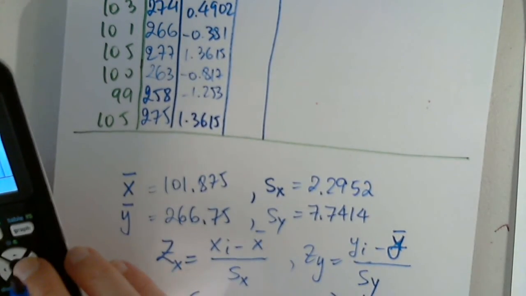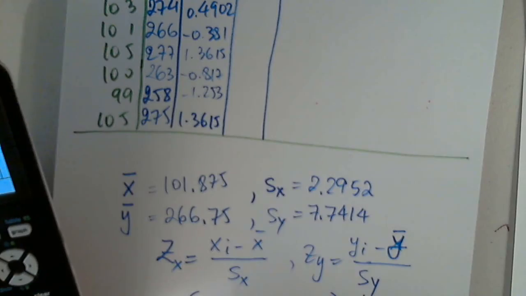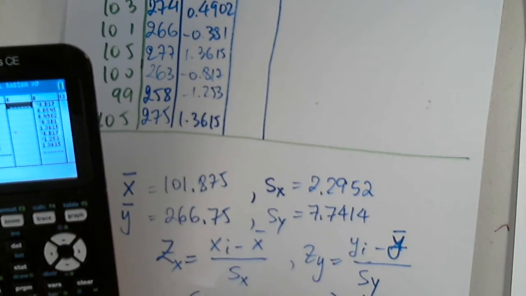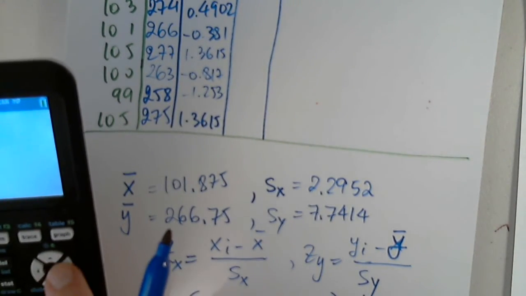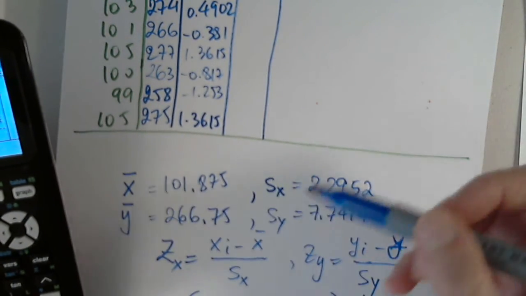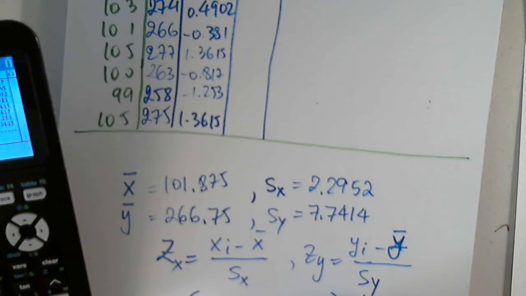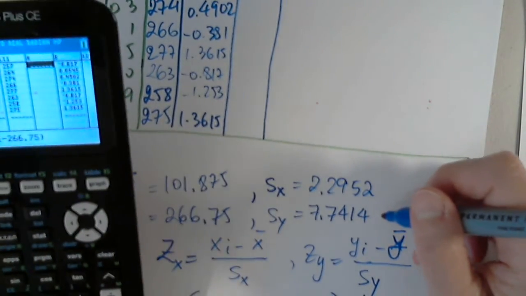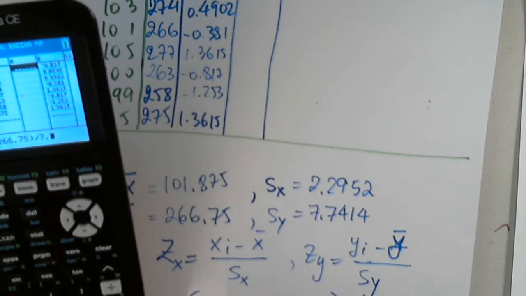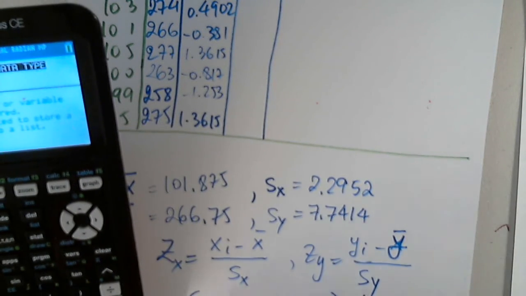I have everything in, so I'm going to delete that list. Okay, so I have everything in L11 for myself. Left parenthesis, call the list, whatever list you're using. Subtract this time the mean, which is 266.75. Close the parenthesis and divide by 7.7414, and press enter.